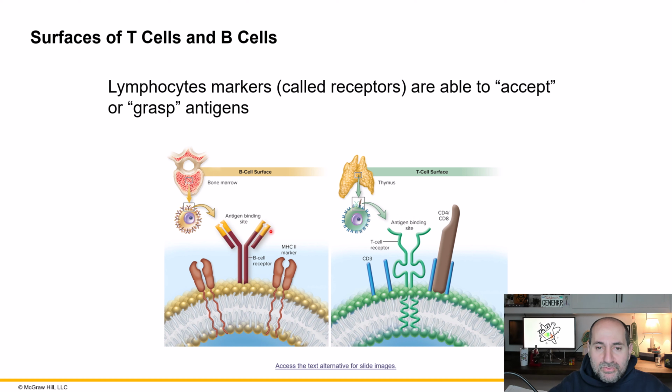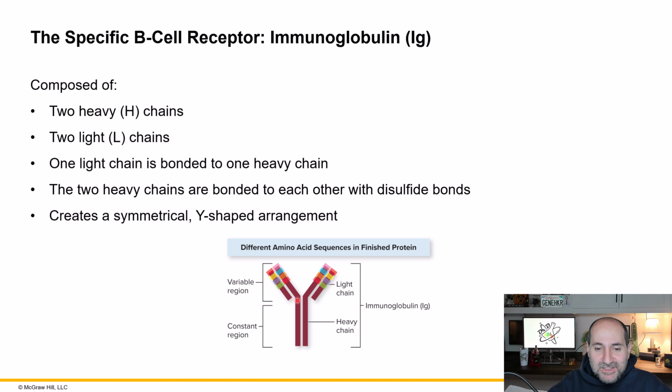They are both highly specific to their particular antigen that they recognize. So no two B cells recognize the same antigen. No two T cells recognize the same antigen because each one has a unique receptor. Remember, antibodies are made up of 2 heavy chains and 2 light chains, so 4 total proteins.